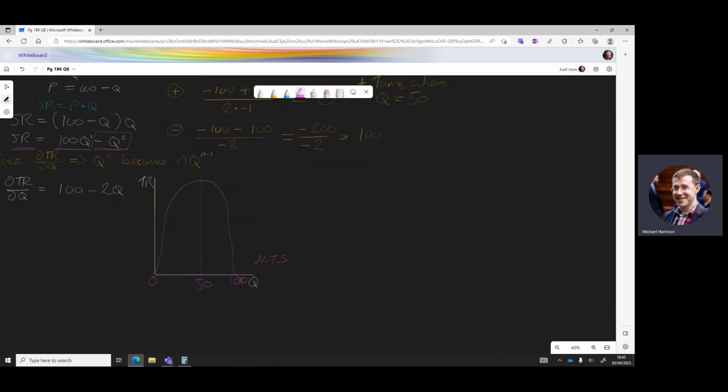And I'm very glad I invoked the not to scale argument before I started drawing. That way I don't look too silly. So pink is going to be the total revenue. It goes up, it goes down. That's very expectable.